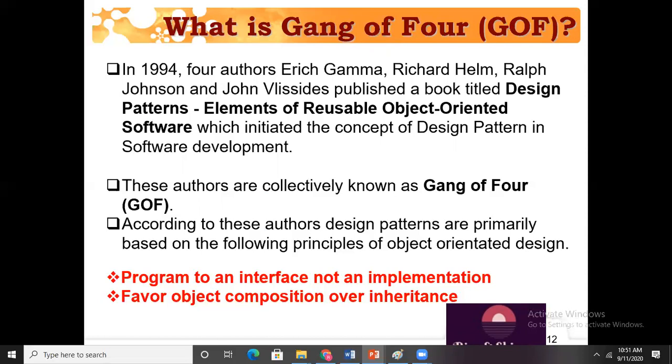The next suggestion is to always favor object composition over inheritance. Though inheritance is a very fancy thing, it creates problems afterwards in development. So always favor object composition. That is, always construct an object from other objects. Whenever you favor composition, your software becomes more maintainable and more scalable. So every design pattern is also based on these two principles.